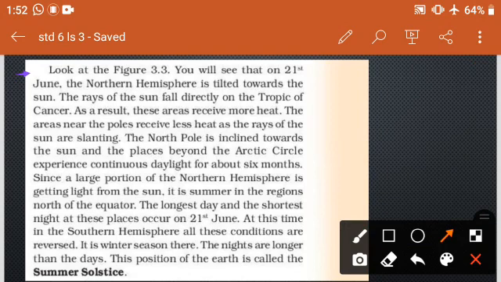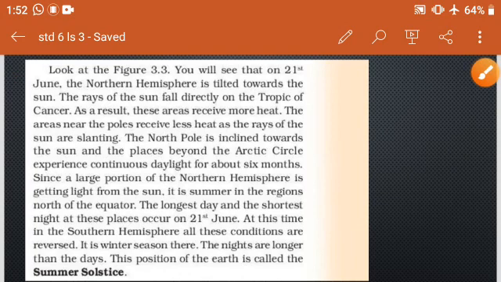It is summer in the region north of the equator. The longest day and the shortest night at these places occur on 21st June. At this time, in the southern hemisphere, all these conditions are reversed. It is winter season there. The nights are longer than the day. This position of the earth is called summer solstice. So, if we observe figure 3.3, we will come to know about summer solstice.